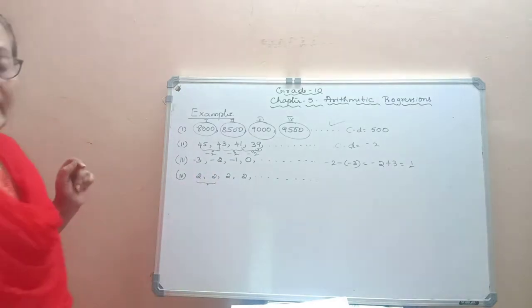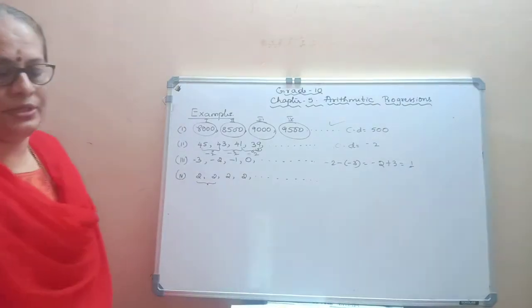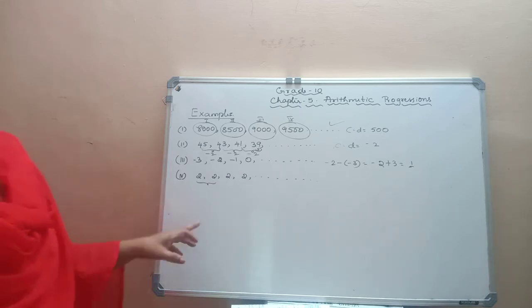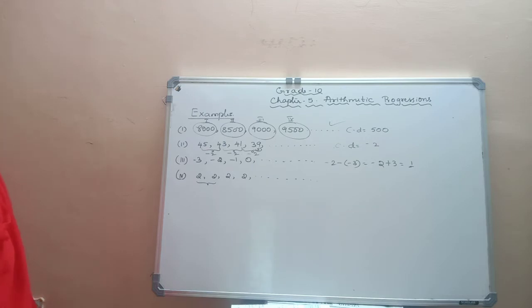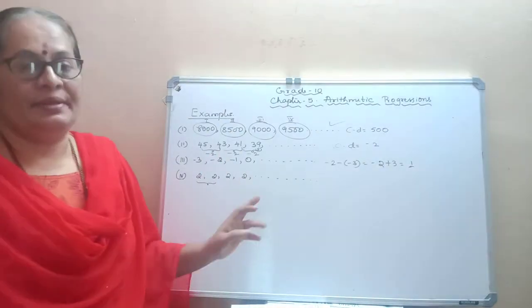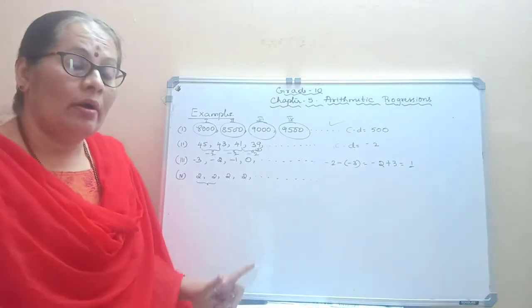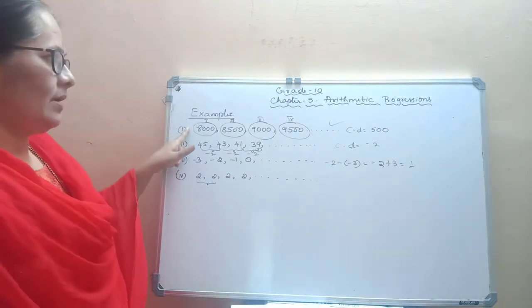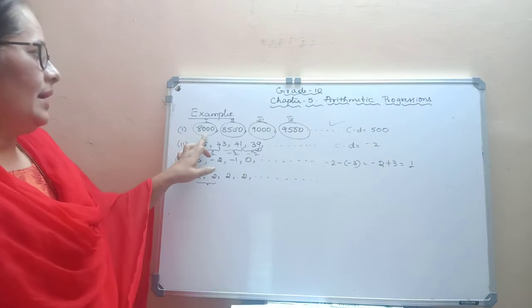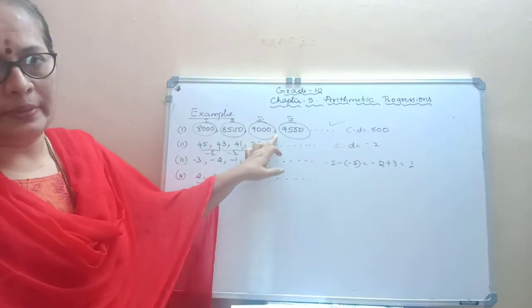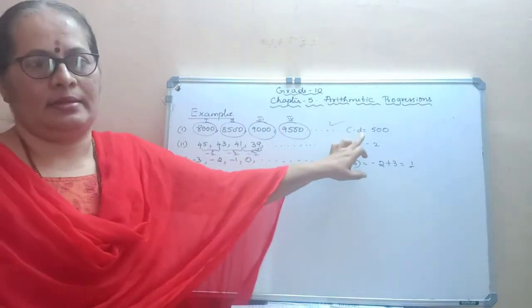To say that any sequence is in arithmetic progression, each term is obtained by adding a fixed number to the preceding term except the first term. The fixed number is called the common difference of the AP. It can be positive, negative or 0. Some examples of arithmetic progression are here: 8,000, 8,500, 9,000, 9,500. This is an arithmetic progression where the common difference is 500.